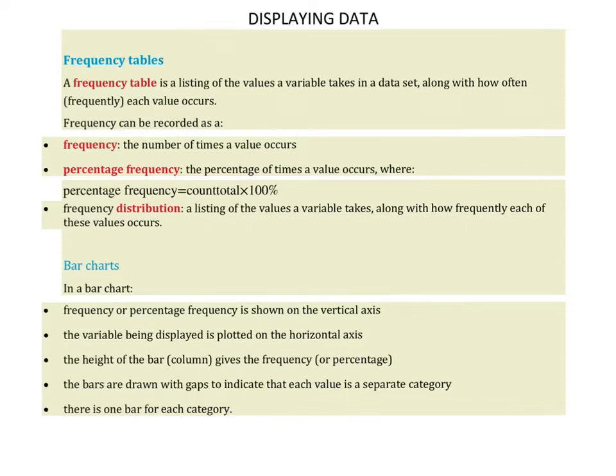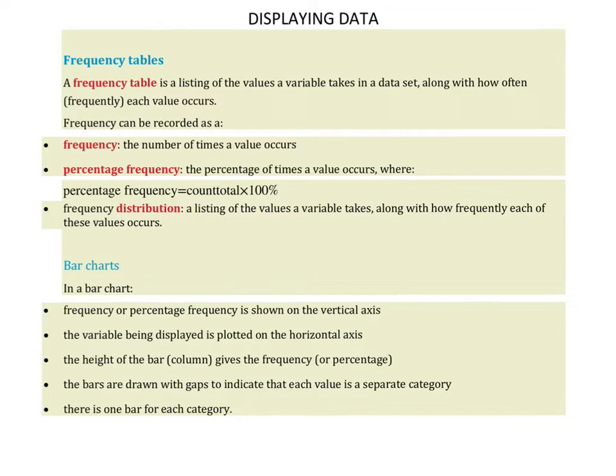Looking at displaying data, now that we've identified what type of data we might be using, there are various different ways to display it. Before we can do any of that, we need to set up some sort of table so that we can use this, therefore, to transfer the information into some sort of a graph. And we call this a frequency table, where we have gone out and collected our data and then put it into some sort of summary table.